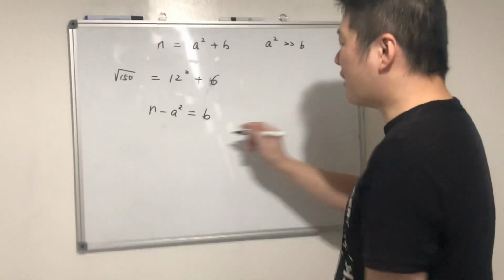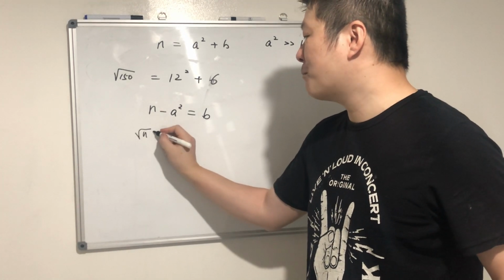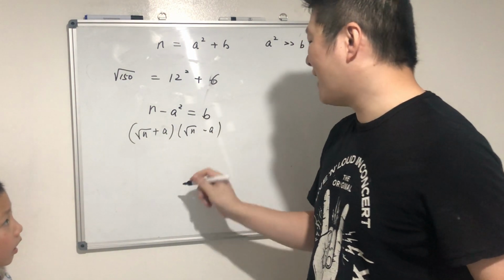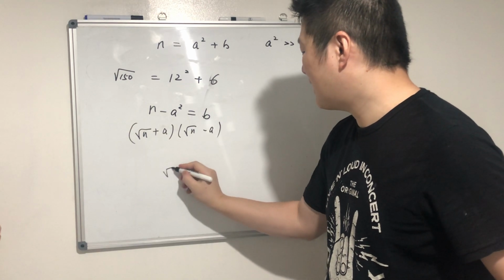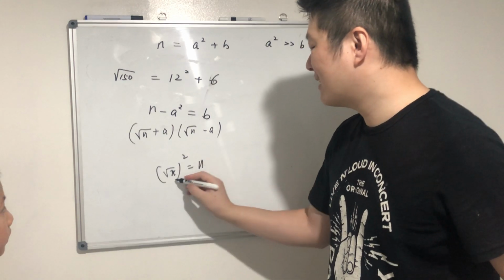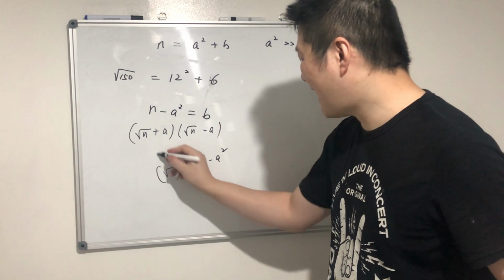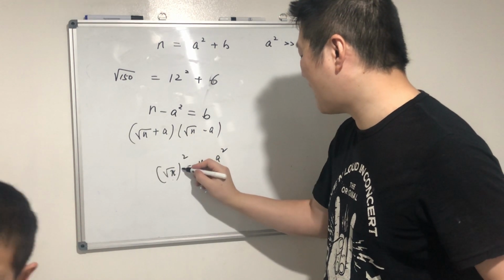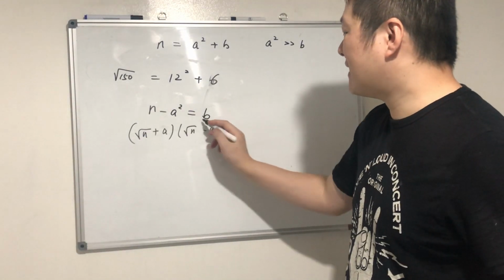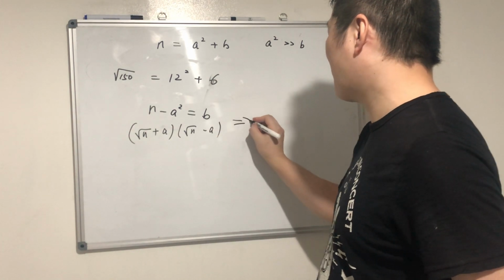Now look, what's this? (square root of n minus a) times (square root of n plus a). Do you get it? Because look, this square is n, and then a square, so this will be n minus a squared, right? So what can we get?